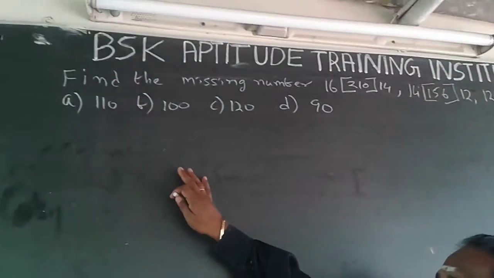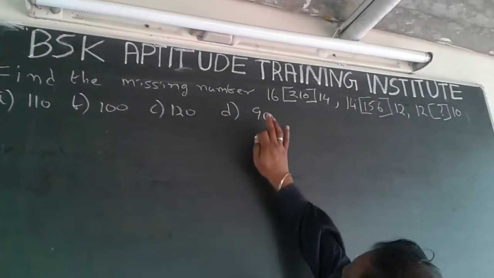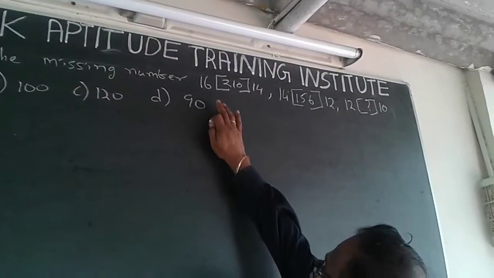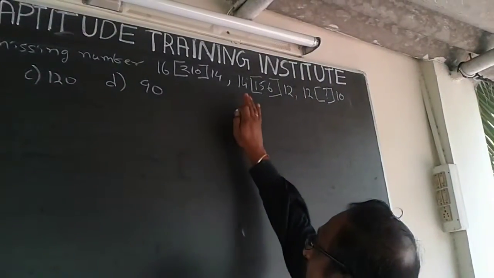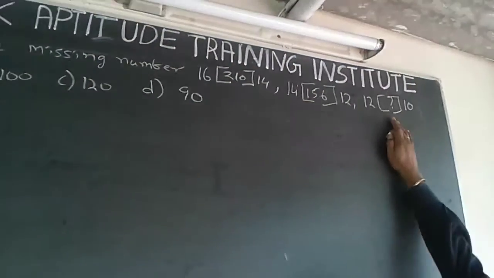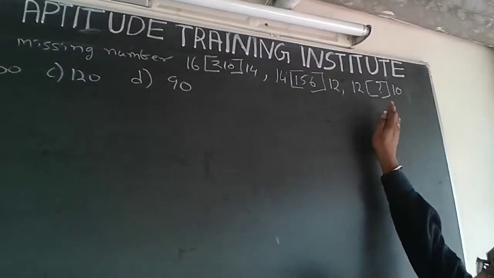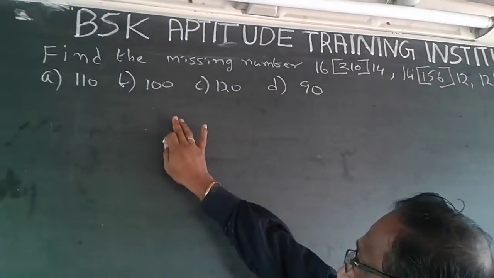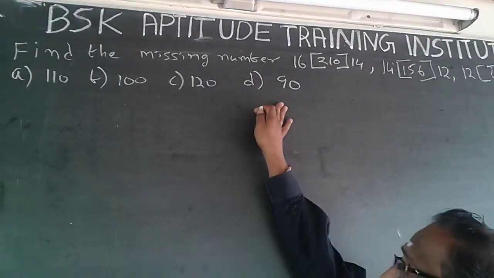The question that I'm going to handle now is: find the missing number. It is given as 16 and 14, 210 in the brackets. Similarly, it is 14 and 12, 156 in the brackets. 12 and 10, what is there in the brackets? It has to be found out. The options are 110, 100, 120 and 90.